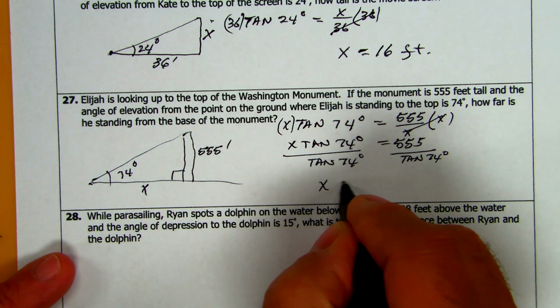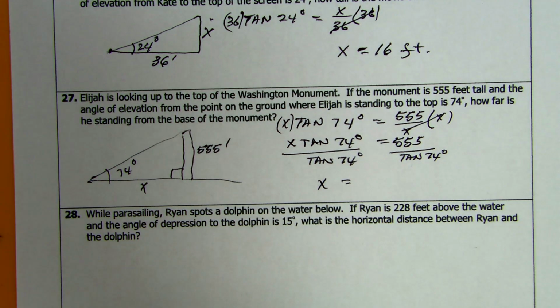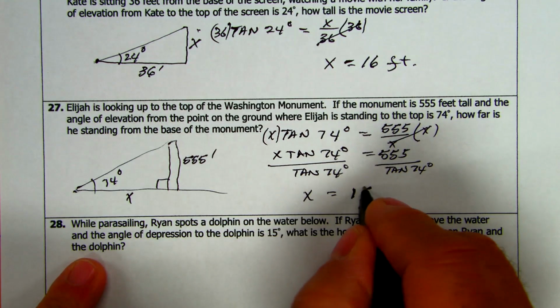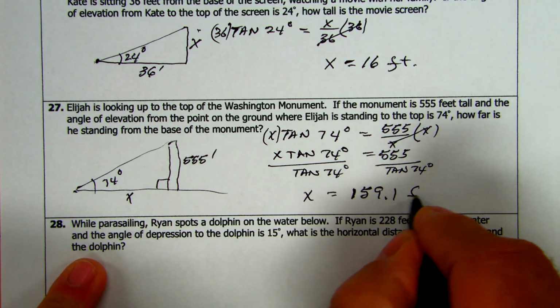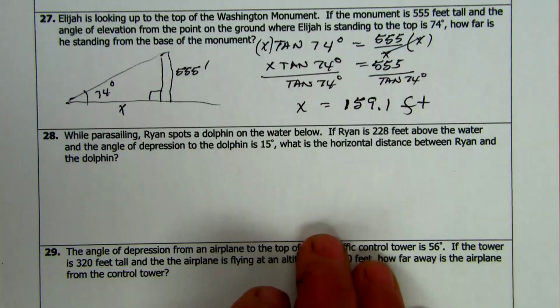And so we find that x is equal to, so let's see what we have, 555 divided by the tangent of 74 degrees. And that gives me 159.1 feet. Okay. Let's look at the next one.